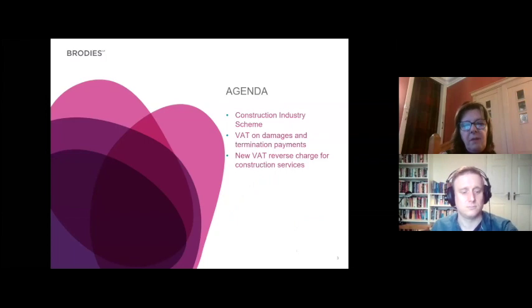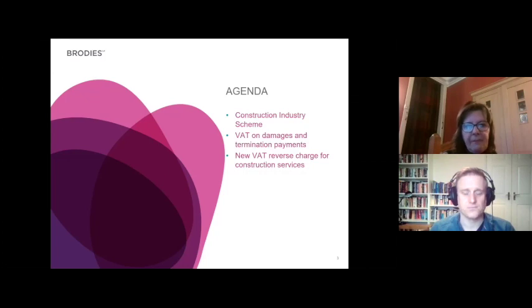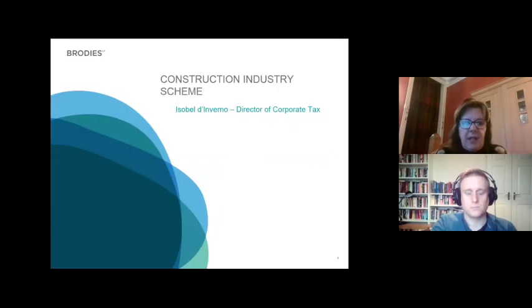So today we're going to be talking about the construction industry scheme. We're also going to be talking about the VAT on damages and termination payments, new rules which have just come in. And Bob's going to be talking about that. And then we'll be talking about the new VAT reverse charge for construction services, which is coming in from the 1st of March 2021.